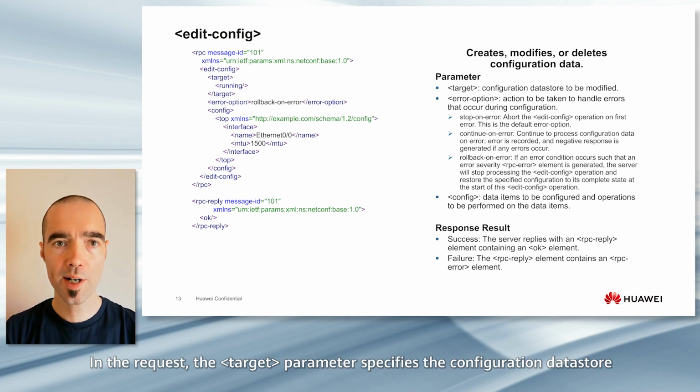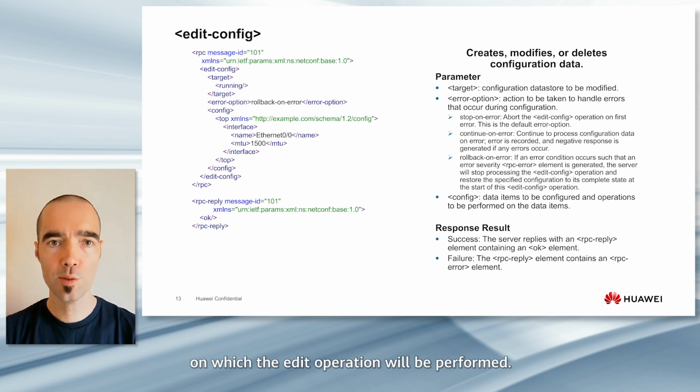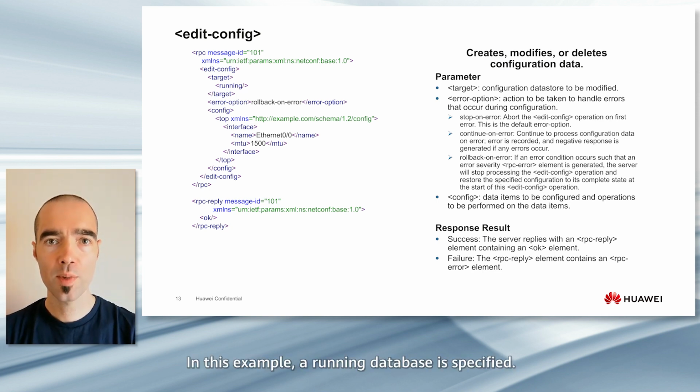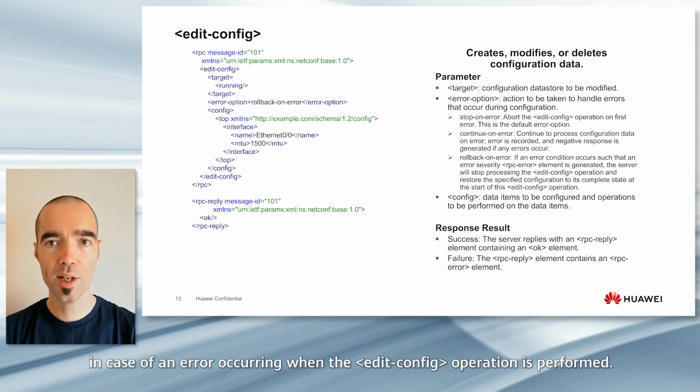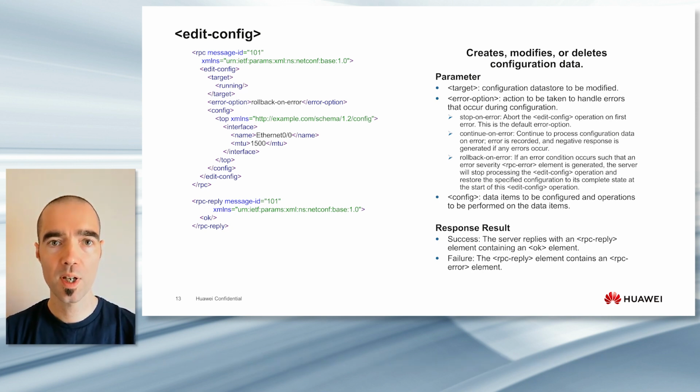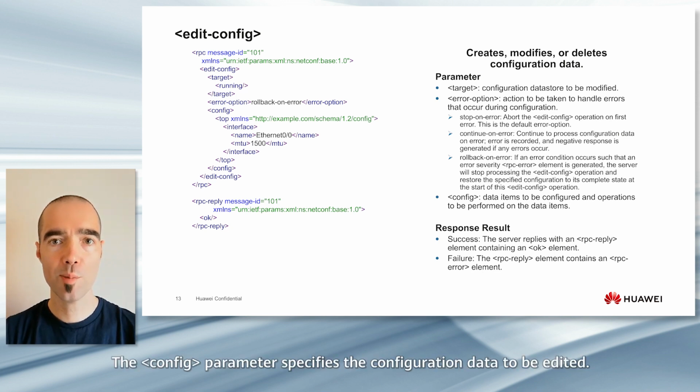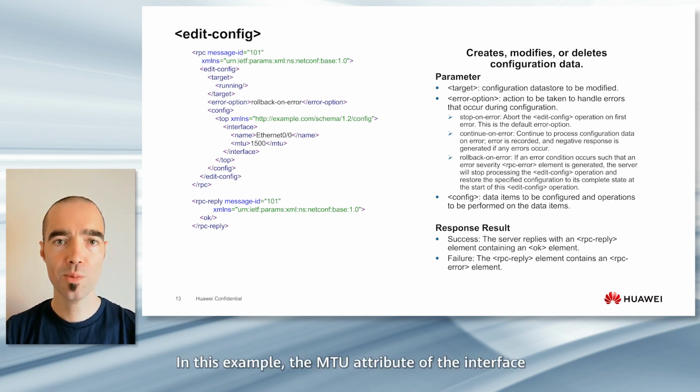In the request, the target parameter specifies the configuration data store on which the edit operation will be performed. In this example, a running database is specified. The error option parameter specifies the action to take in case of an error occurring when the editConfig operation is performed. The value stop on error indicates that the editConfig operation is aborted upon the first error. The config parameter specifies the configuration data to be edited. In this example, the MTU attribute of the interface Ethernet 0/0/0 is edited.